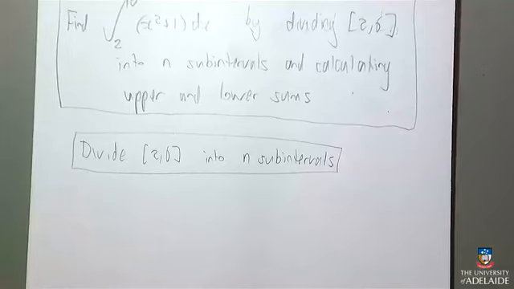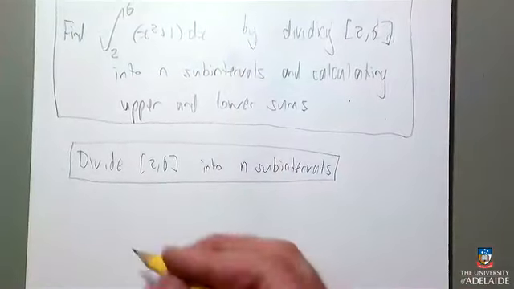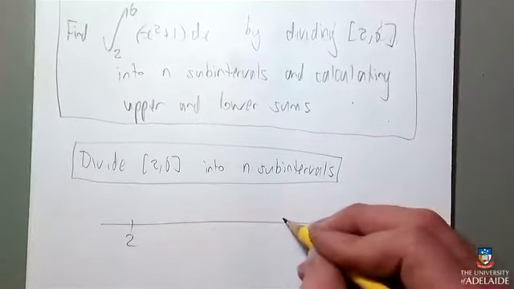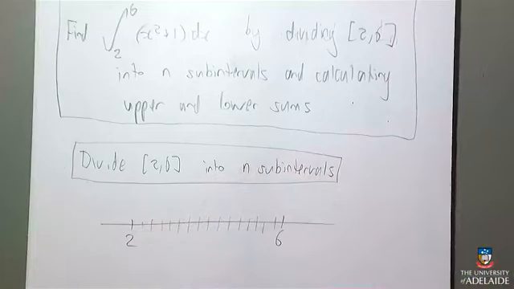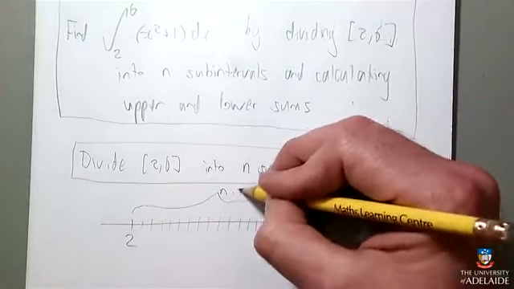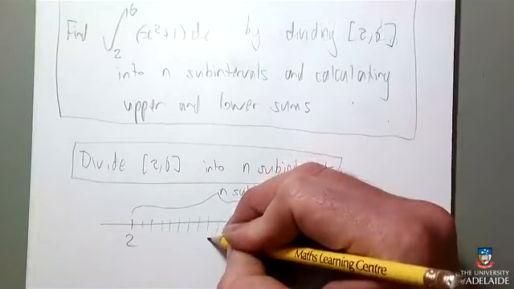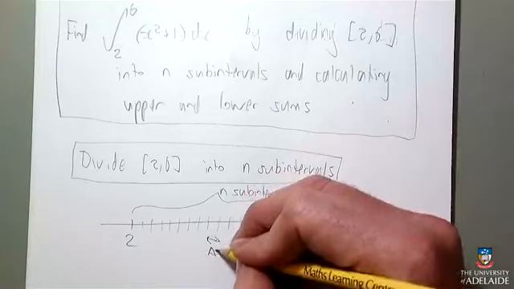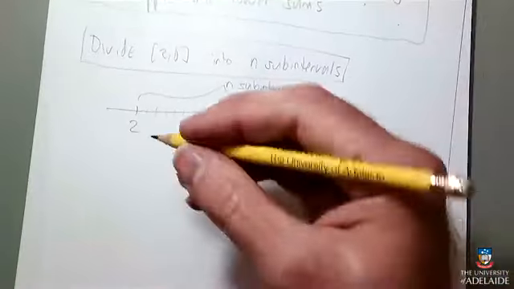So, the first step is to figure out how wide each subinterval is. And I'm actually going to draw a picture of this. There's 2, and there's 6, and I've cut it into all these equal size subintervals, and there's n subintervals in total. And the width of each subinterval is called delta x. So that's what I'm going to calculate first.